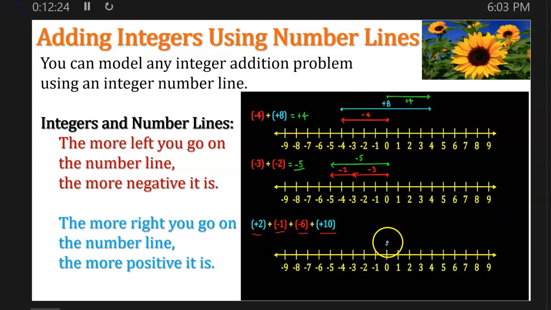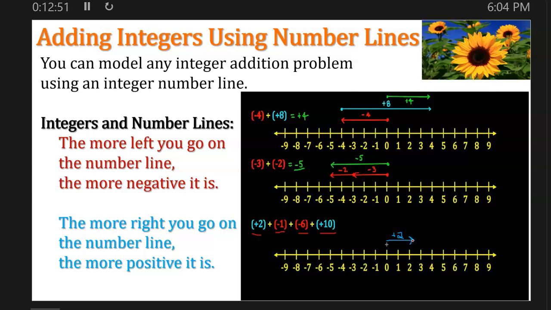And I'm going to start at 0 and I'm going to go 2 spaces to the right. Okay. I'm going to stop right here on the +2. So this was +2. Okay. Now I'm going to switch to my red because I want to do the negative parts. Now again, once you move, you're going to stay right there. You're not going to move back to 0. You're just going to stay here.